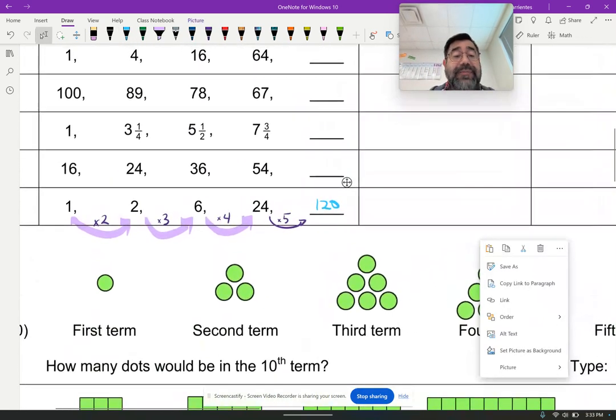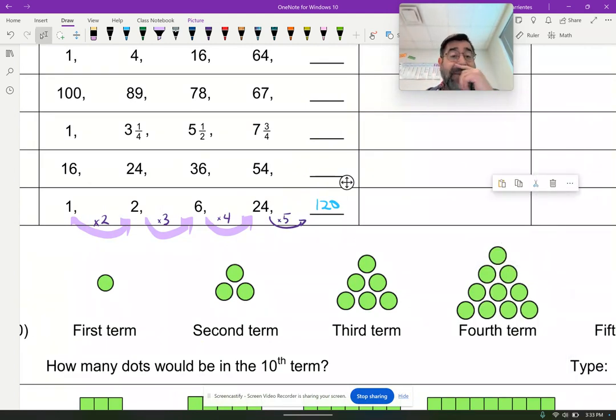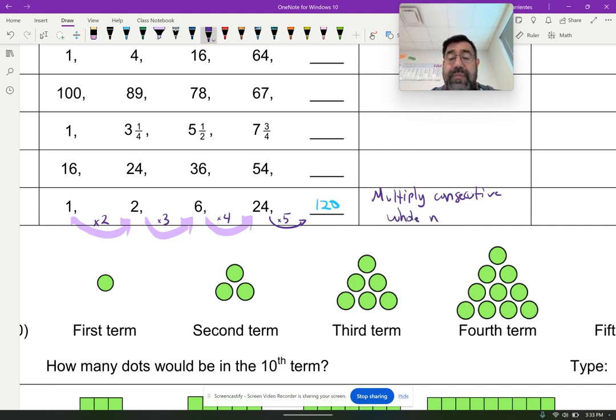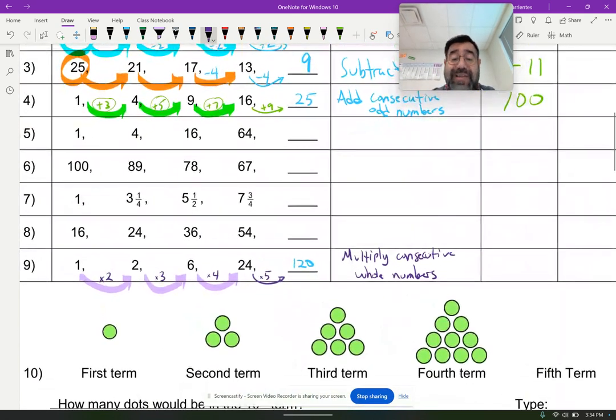So it turns out that there is a pattern, but we're not multiplying by the same number, but there's a pattern to the numbers that we're multiplying by, and we can say we're multiplying consecutive, meaning back to back, right? Consecutive whole numbers. I multiply by 2, then multiply by 3, then multiply by 4, 5. So if I want to get to the 10th term, I got to keep multiplying by consecutive terms.